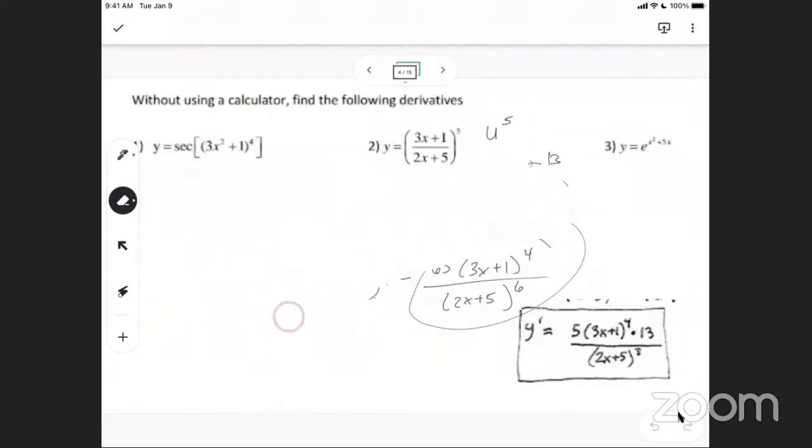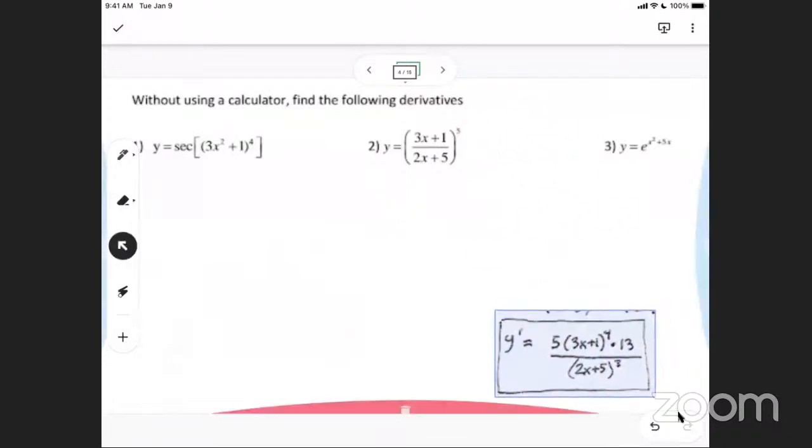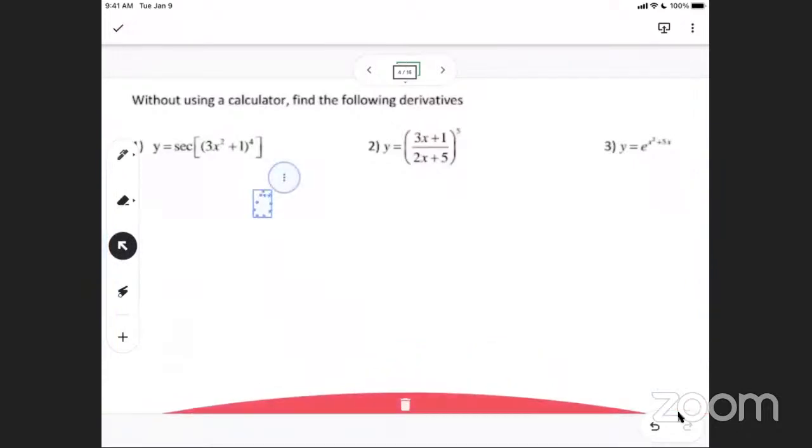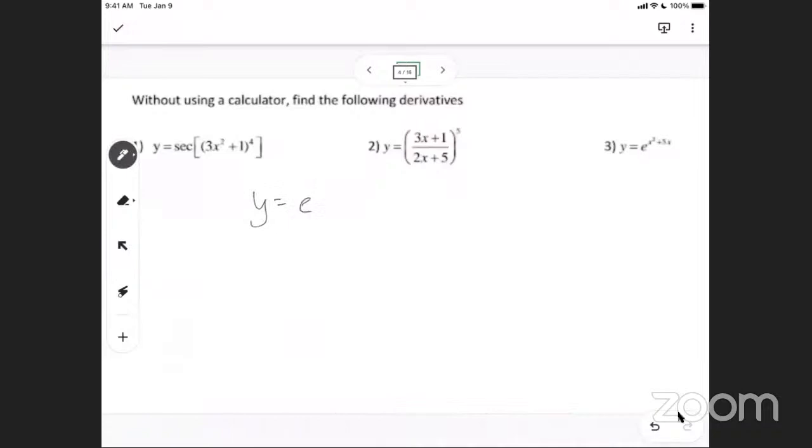So this is an e problem. When you have e, do you remember the derivative of e? So y equals e to the x squared plus 5x. The outer function is e to the u, and your inner function is x squared plus 5x. So I take the derivative of the outer function. What's the derivative of e to the u?